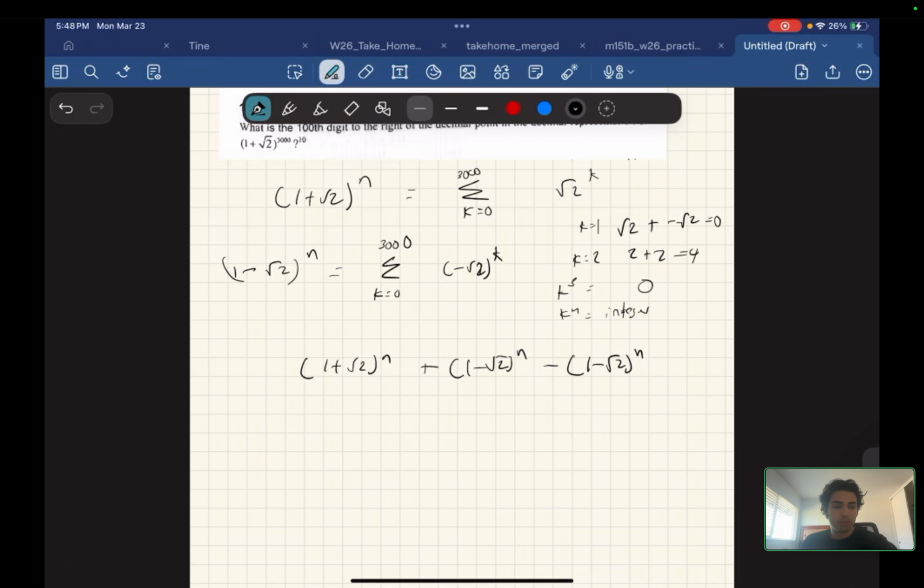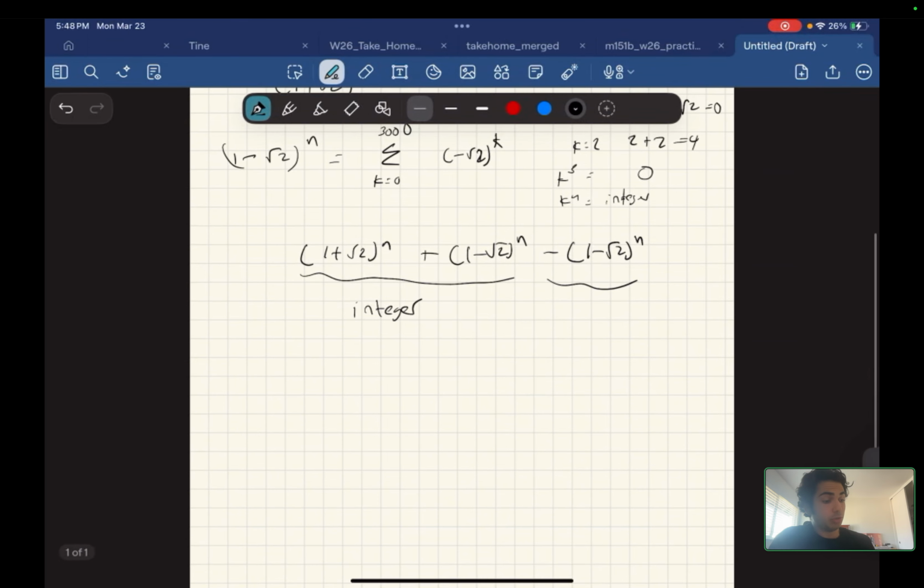So as you go from 0 to 3000, you add integers, and you cancel out irrationals, so your final result will be an integer. So we know that this addition is going to be some integer. Now we can address this.